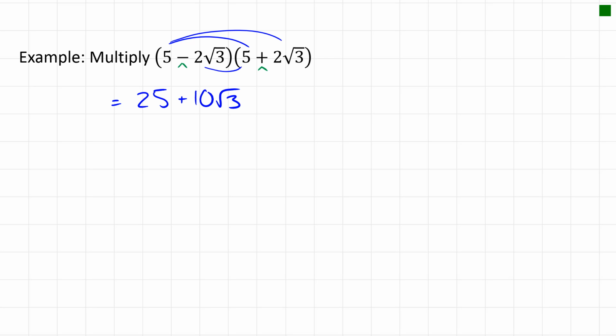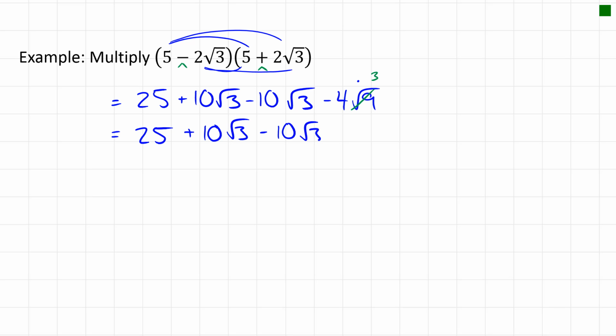And then negative 2 root 3 times 5 is negative 10 root 3. And lastly, negative 2 root 3 times positive 2 root 3 will be negative 4 root 9. And that's going to simplify. The square root of 9 is 3. So I have 4 times 3. So I'm just going to simplify this out. I have 25 plus 10 root 3 minus 10 root 3 minus 12.